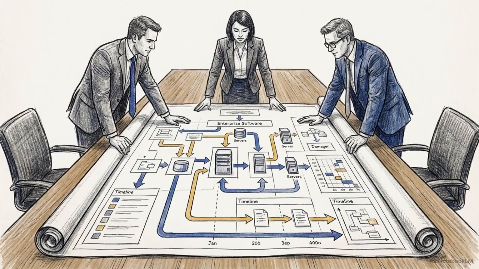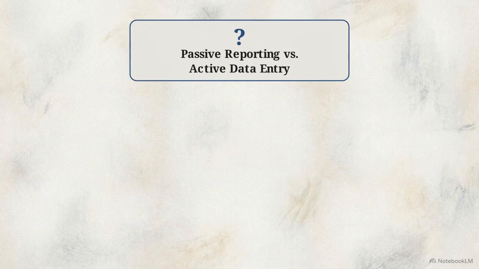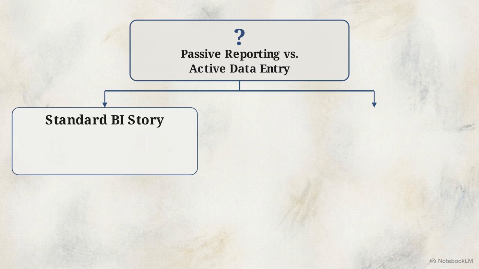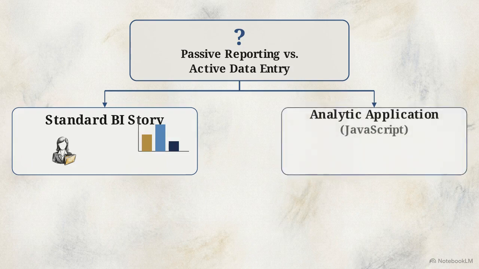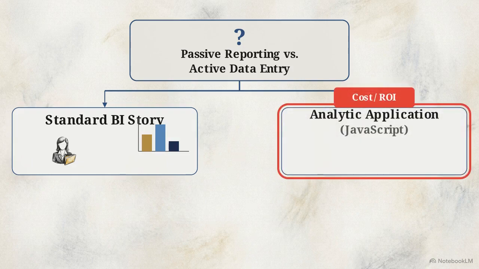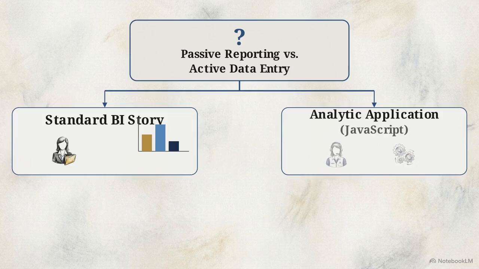So how do you decide which path your organization must take? Let's map out the framework. This decision tree starts with one core question. Is your goal passive reporting or active data entry? For BI developers focused on visual reporting, stay in the standard lanes. Build a standard BI story. The technical tax of JavaScript is simply not worth the ROI for straightforward analysis.